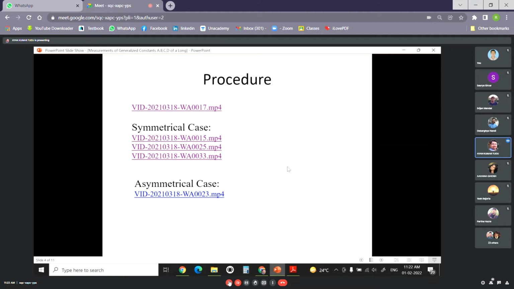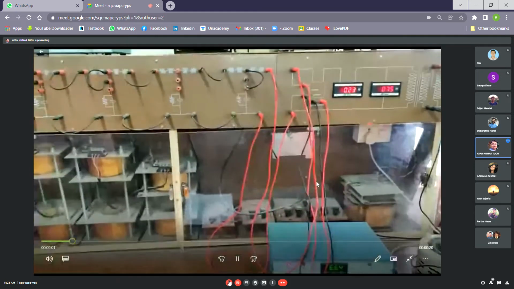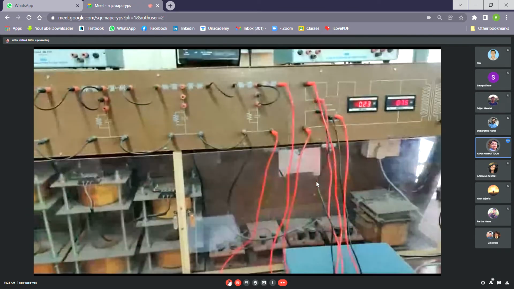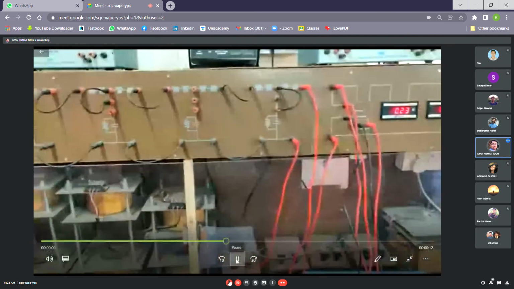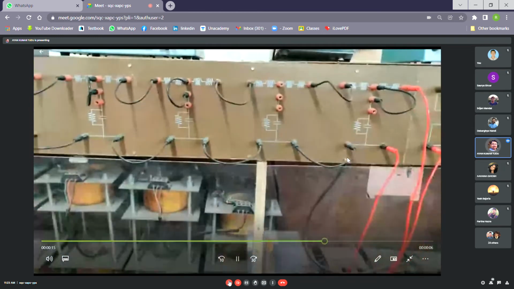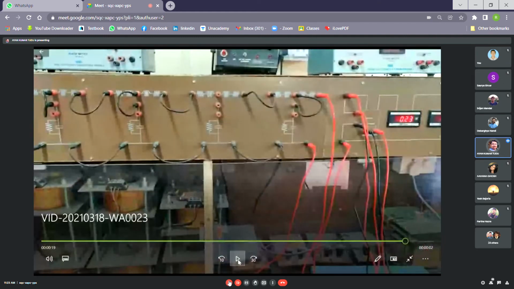So in the asymmetrical case, what will we be doing? We'll be just removing one portion of the T circuit. So it will not be a symmetrical 6T network, rather a 5T network. Okay, but we can also say it is an asymmetrical 5T network. Okay. As you can see, now the voltage is at 75 volts, and it is being applied at the sending end. But as you can carefully notice here, it is not a symmetrical case now. Now it is an asymmetrical case. Okay, one T connection has been removed.